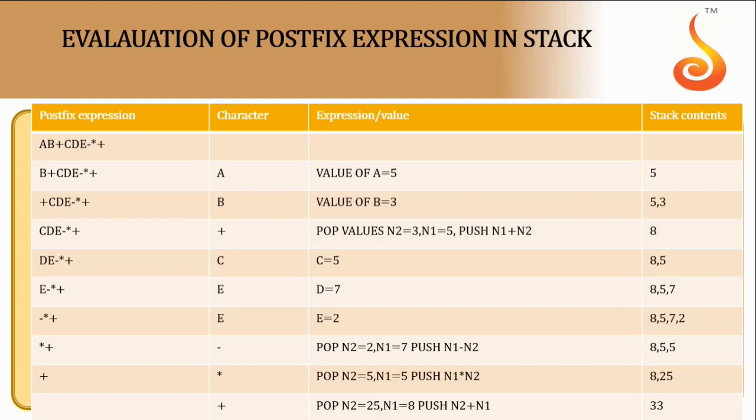Then the last character of the postfix expression, that is plus, is taken. Again, it's an operator. So I will pop out two values. What was the last in value? 25. That would go to N2 and 8 would go to N1. What is the operation you need to do? It is plus. That is, you are going to find the sum of it. You make it N1 plus N2. It is not N2 plus N1. Let it be N1 plus N2 and push it back to the stack, which is 33.